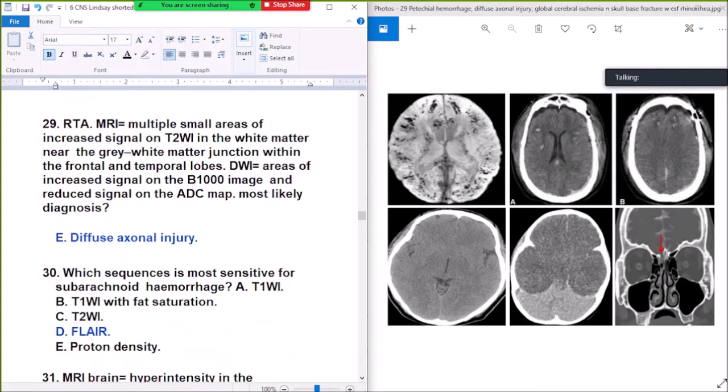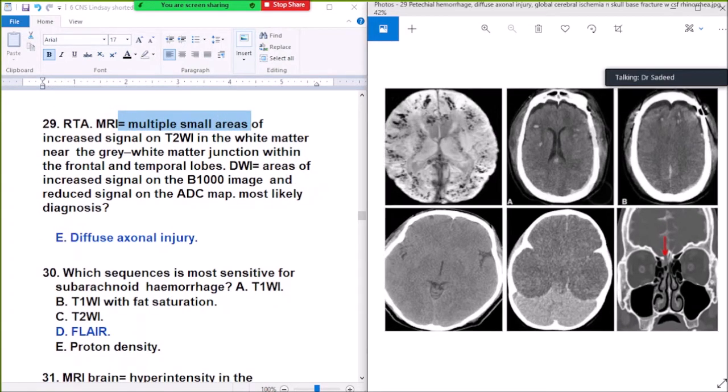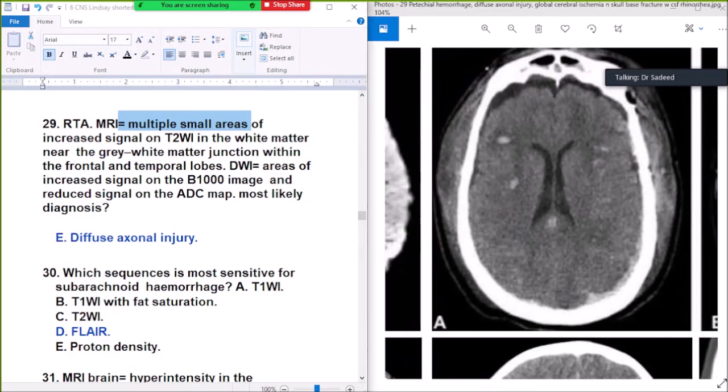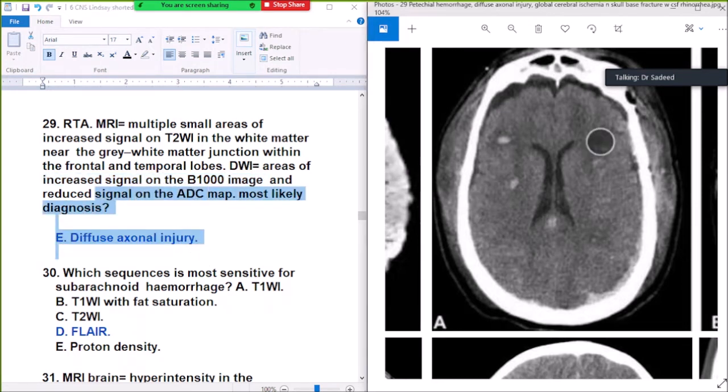29. A patient with multiple diffuse axonal injury. MRI with multiple small areas of increased signal on T2W in the white matter near the gray-white matter junction within the frontal and temporal lobe, with areas of increased signal on DWI and reduced signal on ADC map. Most likely diagnosis: diffuse axonal injury. Multiple small areas of increased signal on T2W in the white matter near the gray-white matter junction. This is diffuse axonal injury.